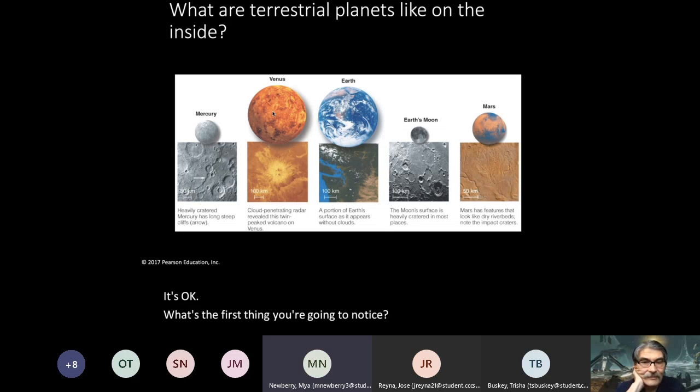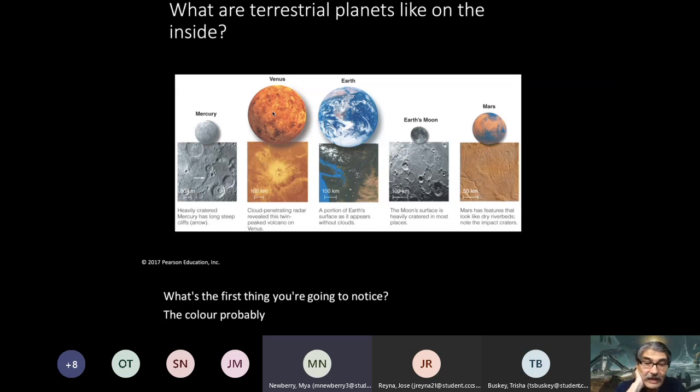The color, probably. Color, good. Okay. The color of what? The surface of the planet. Good. So you're going to notice the color.